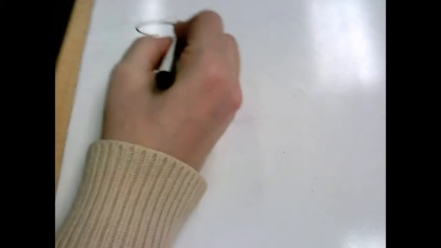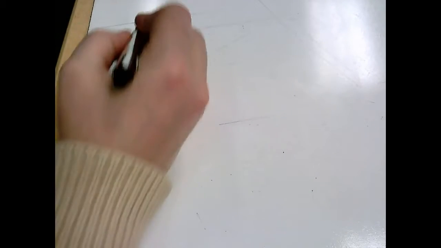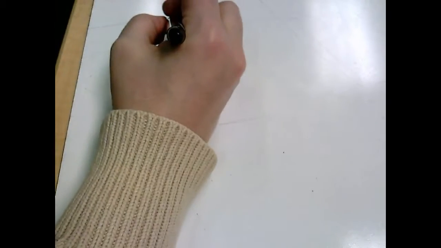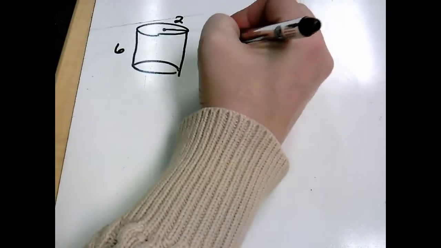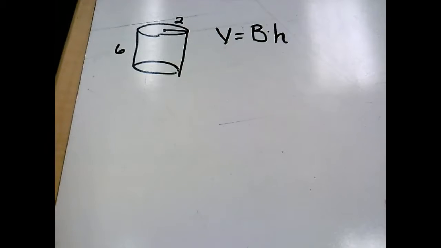Our next one that we're going to do is to actually find the volume of a cylinder. So in finding the volume of the cylinder, the formula stays the same. We'll draw ourselves a nice cylinder here. The radius is what matters in order to find the area of that base. This cylinder happens to have a height of 6 and a radius of 2. Again, our formula for volume is area of the base times the height.